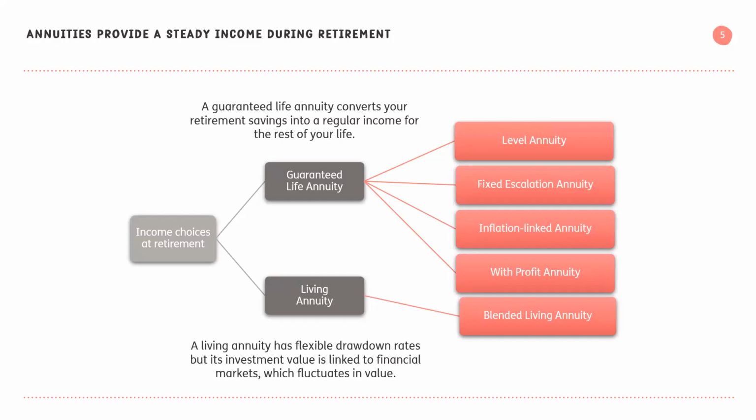Of course, one of the problems with that is if inflation increases and goes back to some of the high levels it was many years ago, then obviously that is not going to keep pace with inflation. But currently at levels of 4-5%, a 5% fixed escalation annuity is quite attractive. And then, of course, we have an inflation-linked annuity.